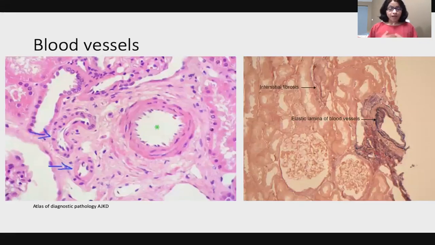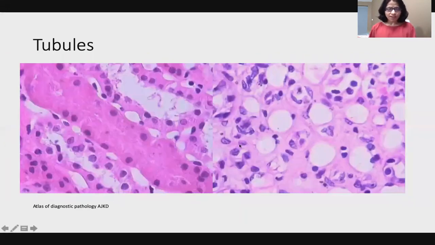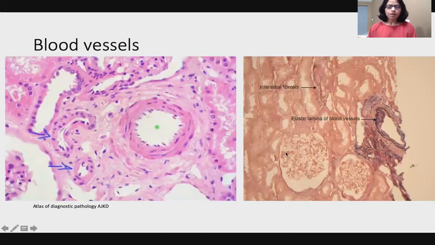Now, the other component that we look for in the renal biopsy: we've talked about glomeruli, we've talked about the tubules, and now the interstitium. The interstitium is the material in between the tubules, which is very sparse in the normal cortex, in between the normal cortical tubules, and slightly more in the medulla. The fourth component that we need to concentrate on is the blood vessels.